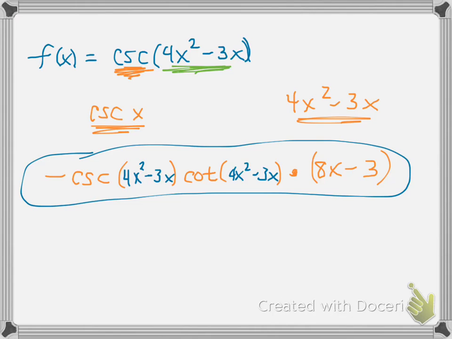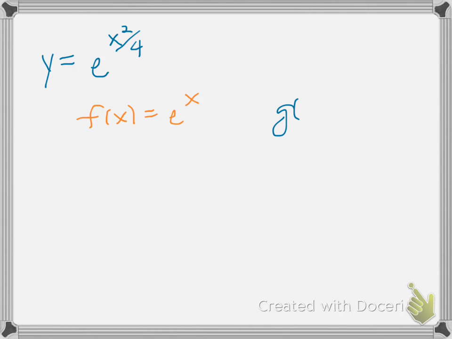Let's look at one more. We're going to go to example 8 here. y equals e to the x squared over 4. So now we're back to that power idea, but it's a little different because we have e. So what if we let f of x equal e to the x, and let's let g of x equal 1/4 x squared. Just writing it a little differently there.